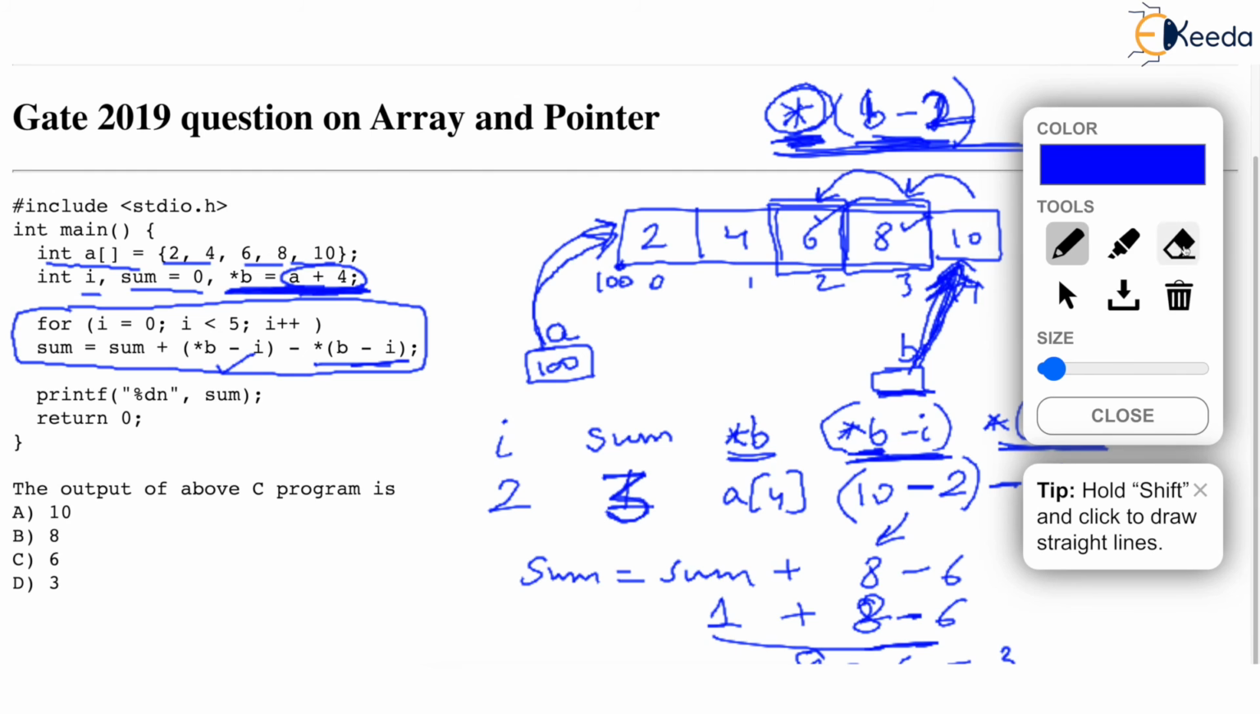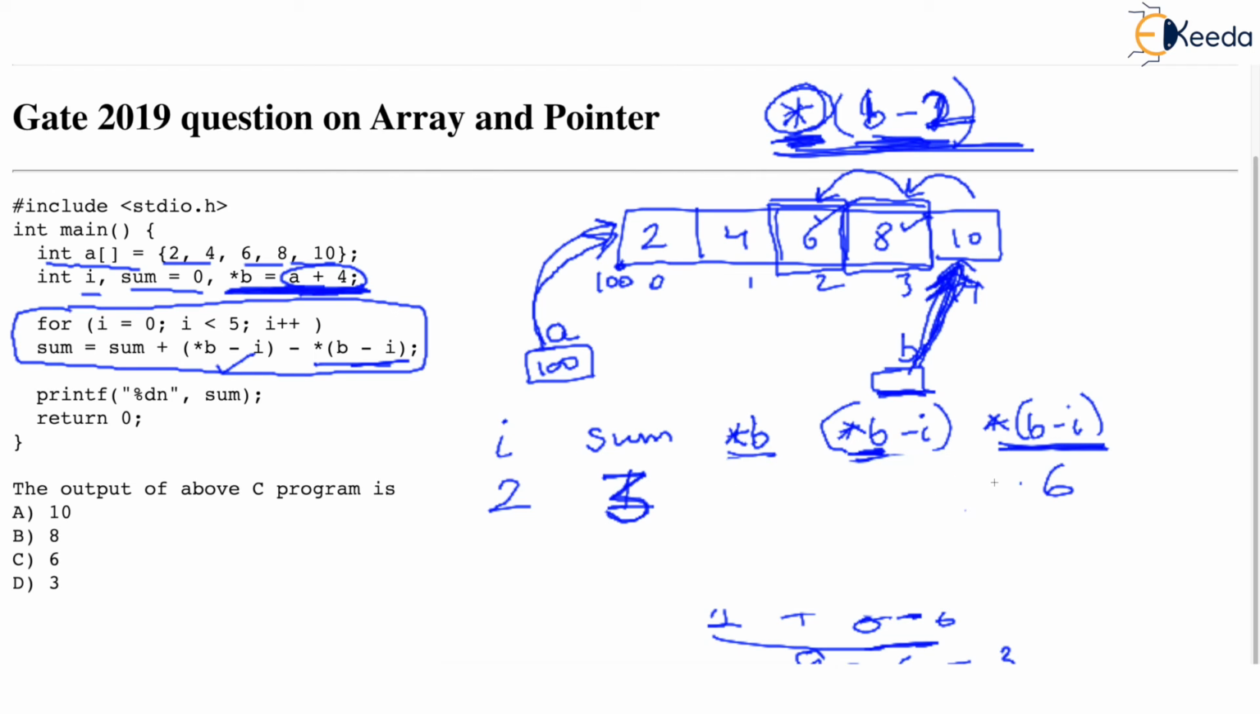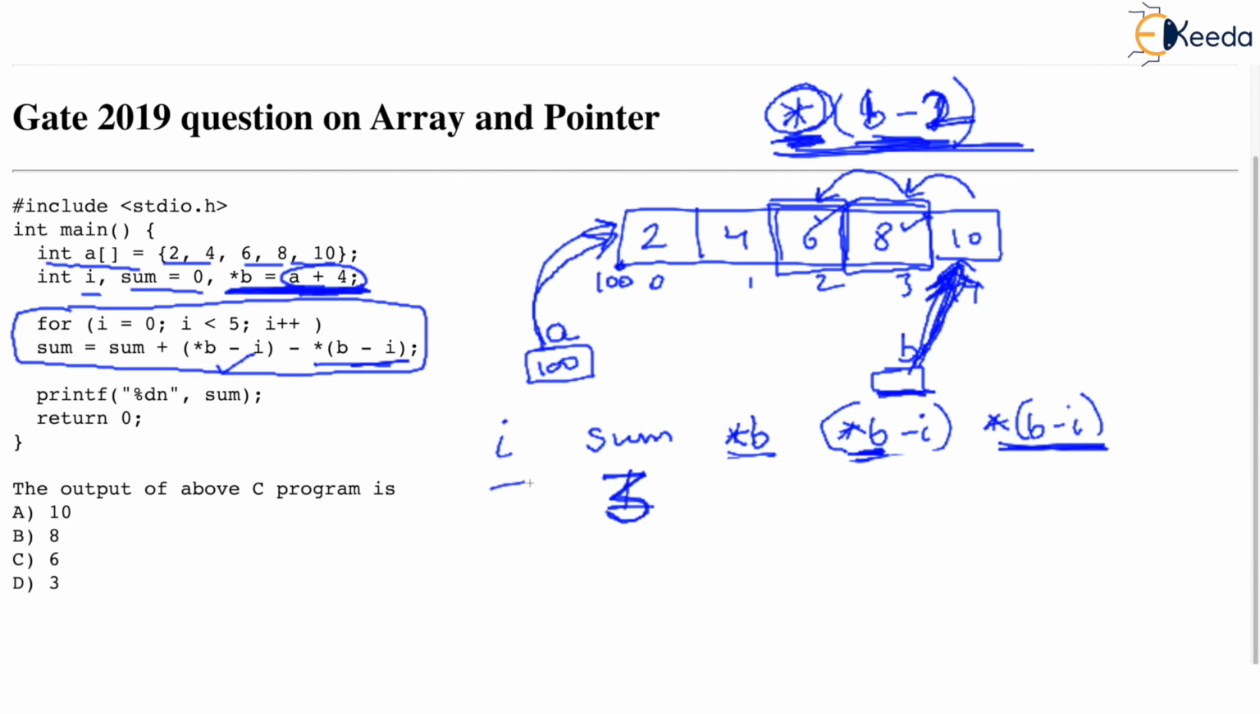Now the ball is in your court. I mean, you have followed what's happening exactly here. And you can just go through these repetitions 2 more times, but I will complete this. Now sum is 3. And just notice, now what happens is I becomes 3. We are at the third index. And b is still at A4. We have not moved it. Now asterisk b means 10 always.